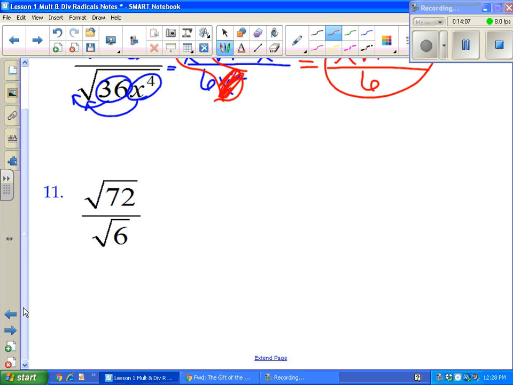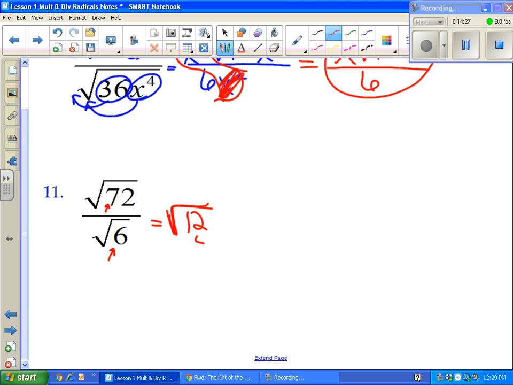All right, number 11. Number 11 is the first time that I've run into one that I can divide. If 72 is on the inside and 6 is on the inside, you can divide and keep it on the inside. It turns out 72 on the inside divided by 6 on the inside is 12, which is still on the inside of a square root.